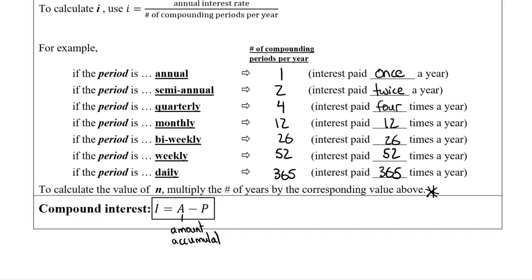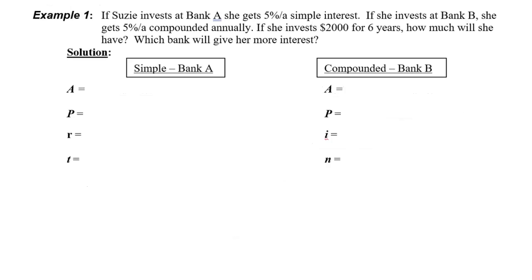So if we want to find out how much compound interest we've earned, we take the amount accumulated and we subtract the principal amount. So after some time, if I have $4,000 and I started with $2,000, then I have $2,000 in interest I earned.